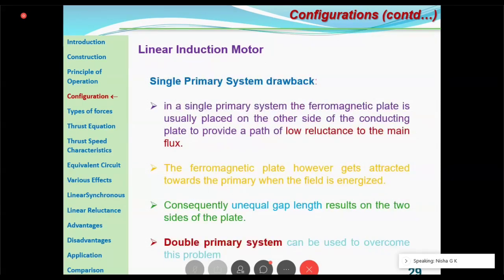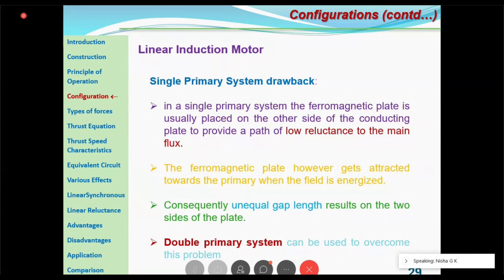And the drawback of the single primary system: in a single primary system, the ferromagnetic plate is usually placed on the other side of the conducting plate, right? So you will get a low reluctance path to maintain the flux. Then the ferromagnetic plate will get attracted towards the primary when the field is energized. Consequently, as you know, unequal air gap lengths will result on the two sides of the plate. So this can be avoided by using a double primary system.